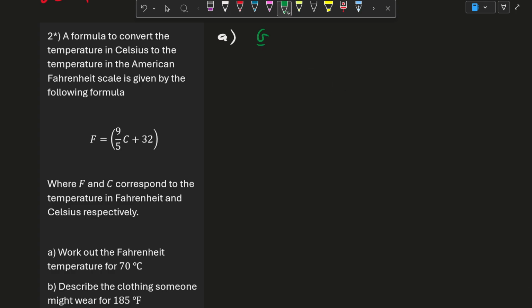So, what are we given? Well, we're given a formula for F in terms of C, so the temperature in Fahrenheit in terms of the temperature in Celsius. So we have that F is 9 divided by 5 times C plus 32. And we're also given that the Celsius temperature is 70. Okay, so that's what we're given. The unknown we're trying to look for is F.